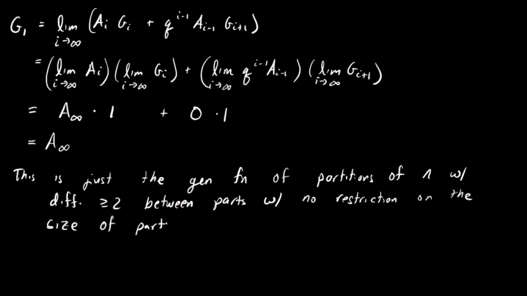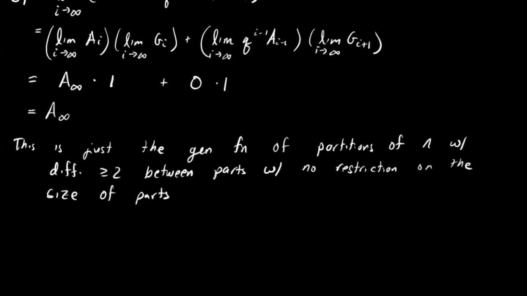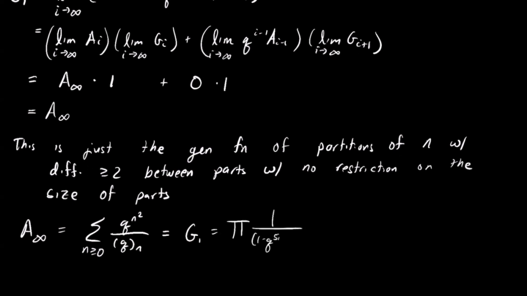So what is this? This is just the other side of the Rogers-Ramanujan identity, right? So this is what we call the sum side. So we get that A sub infinity is just going to be the sum of q^(n^2) over (q)_n as n goes from 0 to infinity. So we've proved the first Rogers-Ramanujan identity, right? We showed that this was equal to G1, and remember, G1 was our product side. So G1, just to recall really quickly, was the product of 1 over (1 minus q^(5n+1))(1 minus q^(5n+4)), as n goes from 0 to infinity. Right, so we've proved the first Rogers-Ramanujan identity.